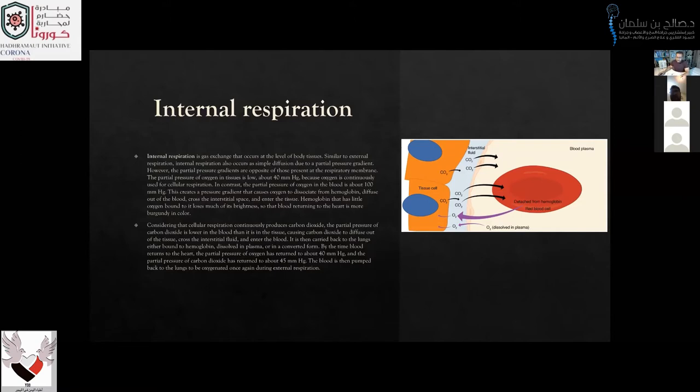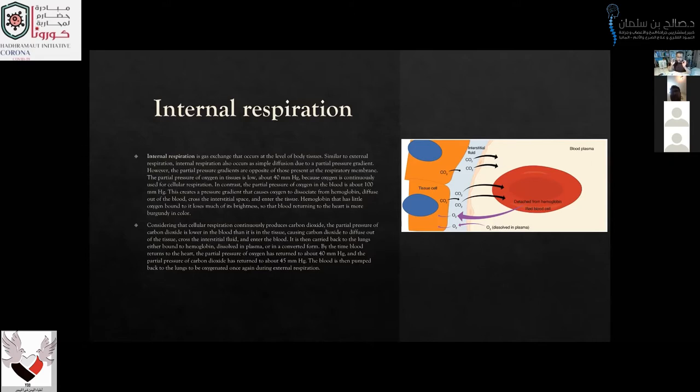Considering that cellular respiration continuously produces carbon dioxide, the partial pressure of carbon dioxide is lower in the blood than it is in the tissue, causing carbon dioxide to diffuse out of the tissue, cross interstitial fluid into the blood. It is then carried back to the lung, either bound to hemoglobin, dissolved in the plasma, or in converted form. By the time blood returns to the heart, the partial pressure of oxygen has returned to about 40 millimeters of mercury, and the partial pressure of carbon dioxide has returned to about 45 millimeters of mercury.